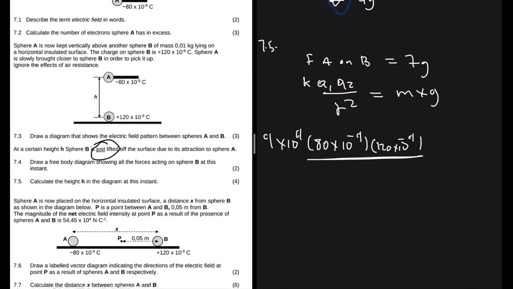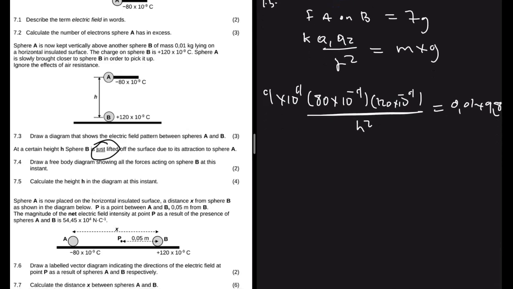So R in this instance is H, right? So we're going to have H squared, which equals the mass, 0.01, gravity is 9.8. Right? So now we're basically solving for H squared. If we cross multiply, H squared is going to be multiplied with 0.01 multiplied by 9.8, and then we're going to end up dividing both sides by 0.01 multiplied by 9.8.